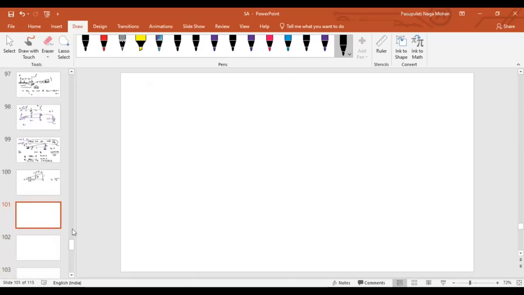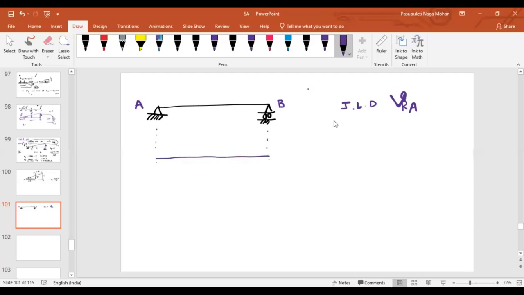Similarly, what is the ILD for vertical reaction at A? How can we draw it? We have to remove the reaction and give a unit displacement at A. What is the first thing we have to do? Remove the support reaction. We have to release that force.